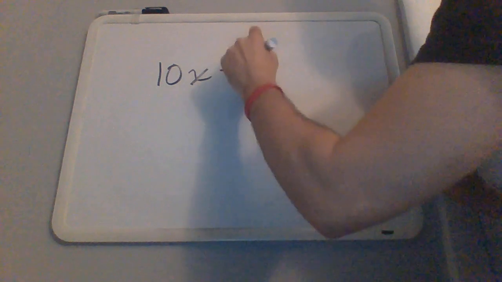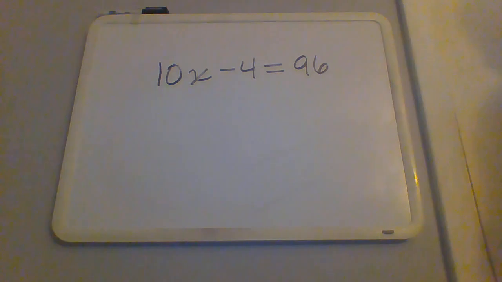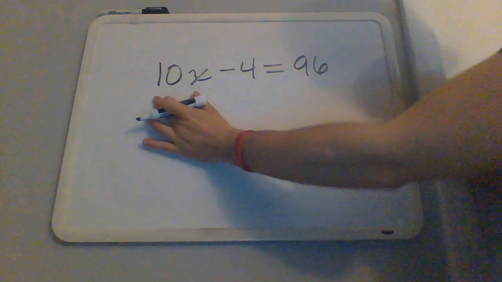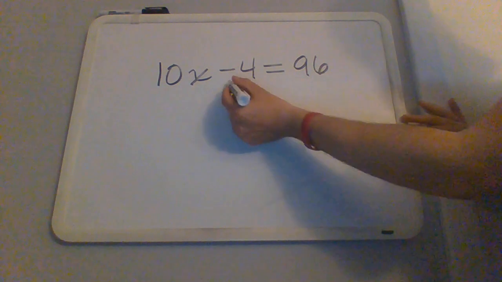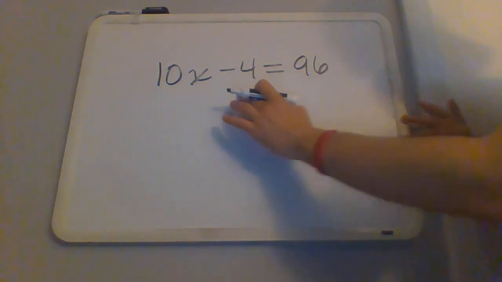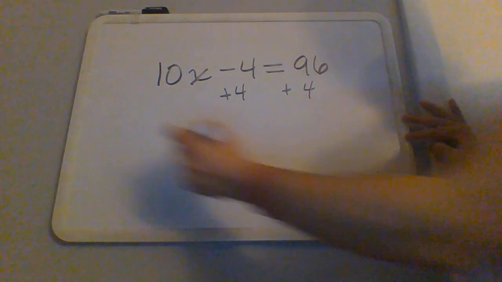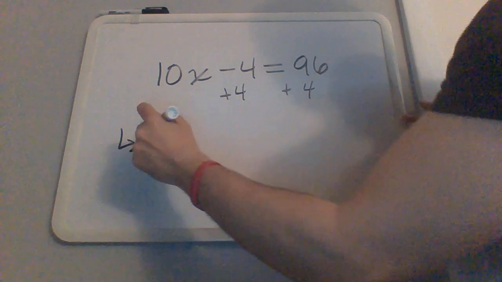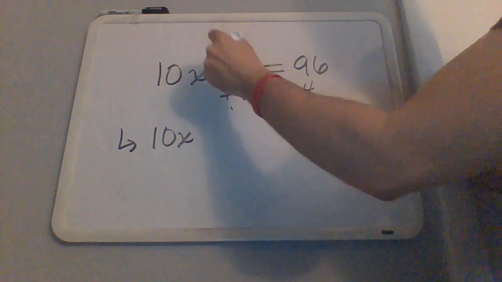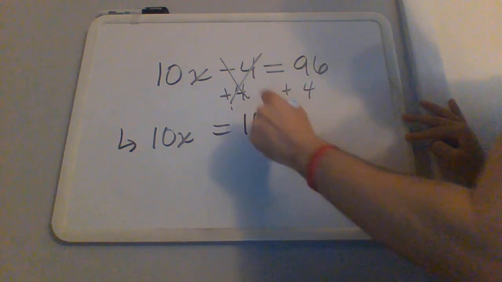Another equation that we can do would be 10x minus 4 equals 96. Again, whatever's attached to the variable, you want to do that last. In this case, 4 is being subtracted, so in order to move it to the other side, we have to add 4. If I add 4 to both sides and rewrite my equation, I'm going to have 10x, this is going to cancel out, equals 96 plus 4, which is 100.